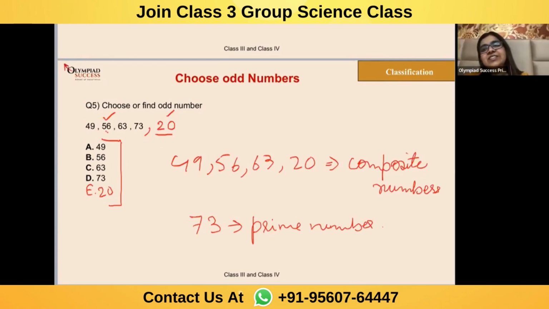Okay, Shiven, say. Ma'am, 20 could also be the answer because all the rest are multiples of 3, ma'am, except 20. No, no, no. 73 doesn't come in the table of 3. 72 does. 73 is not in the table. Okay.